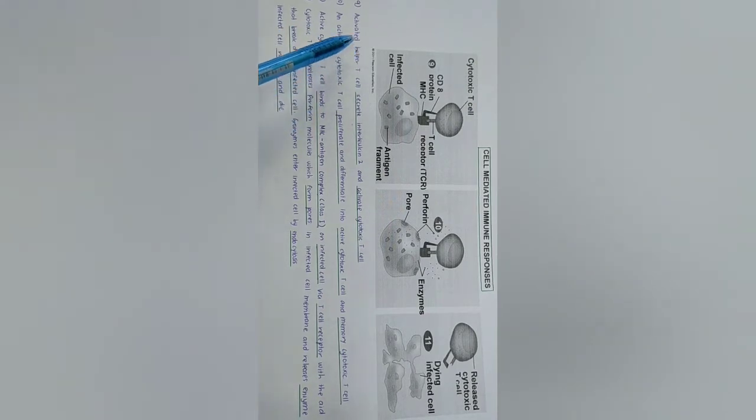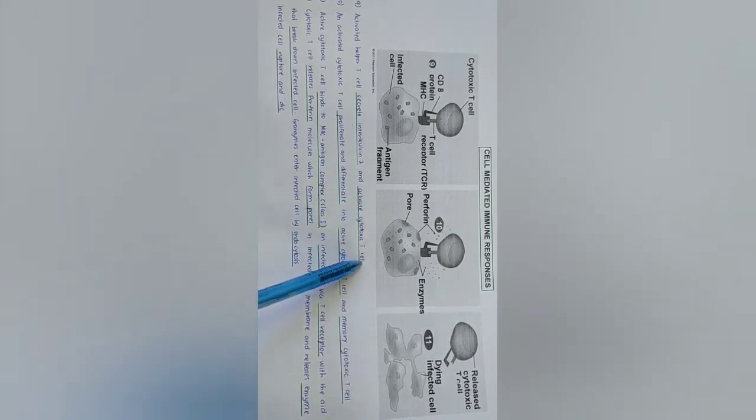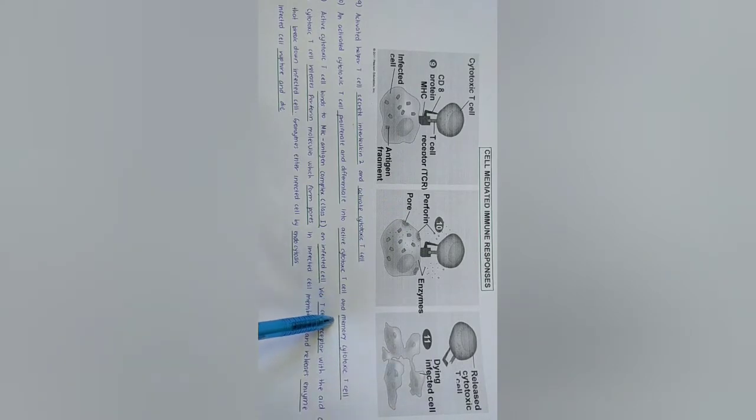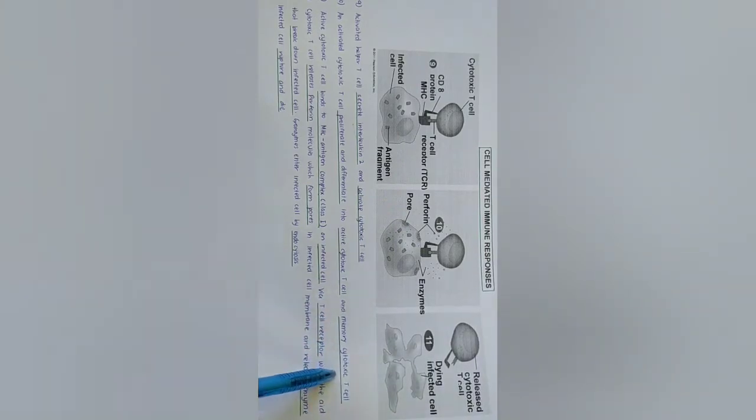Okay. So, once the helper T cell is activated, the activated helper T cell will secrete interleukin 2 and it will activate the cytotoxic T cell. Actually, the cytotoxic T cell we also call the killer cell. Then what happened to the activated cytotoxic T cell? It will proliferate and differentiate into active cytotoxic T cell and also memory cytotoxic T cell.